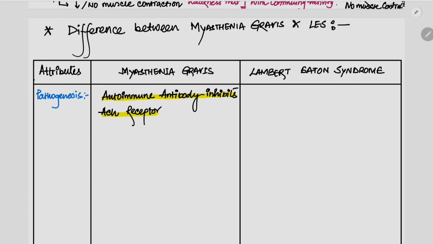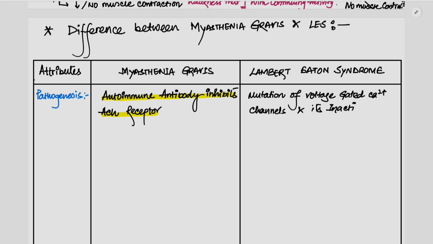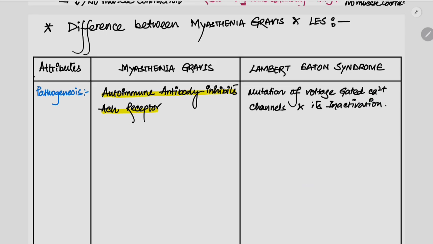Whereas in Lambert-Eaton syndrome, the main pathogenesis is the mutation of voltage gated calcium channels and their inactivation, due to which the synaptic vesicle cannot release its acetylcholine into the synaptic cleft, right? Its inactivation. Okay.